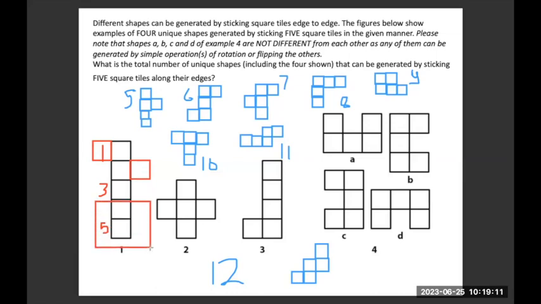Does this look similar to what number 7 is? Number 7, this one. Yes. It's the same, right? So it won't be counted, which means it's not a unique shape. Okay.